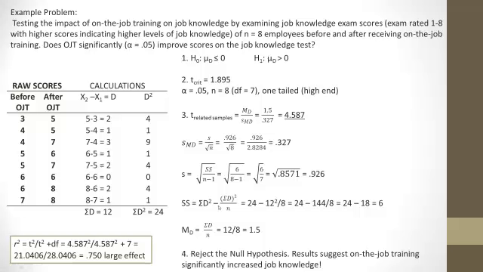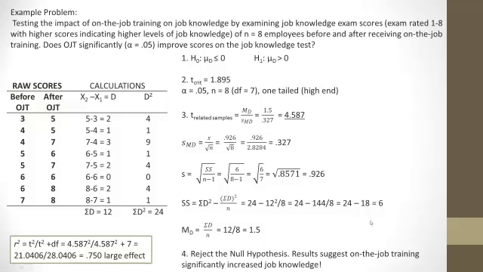Minus the sum of D, we already found that to be 12. That squared, divided by 8. Then you end up with 24 minus 12 squared is 144 divided by 8, which equals 24 minus 18. So 24 minus 144 divided by 8 is 18, and your sum of squares is 6.